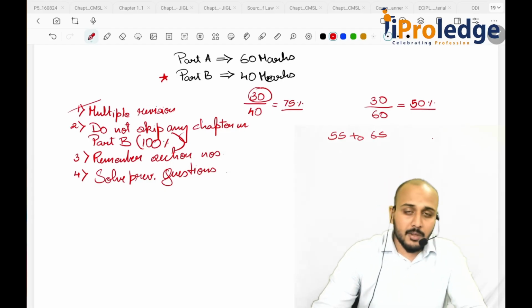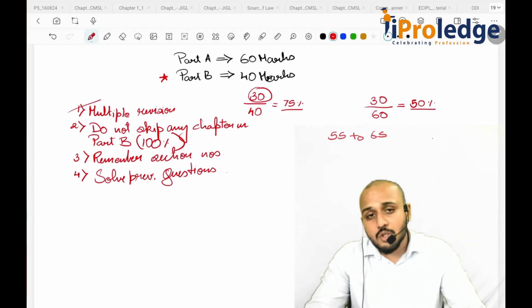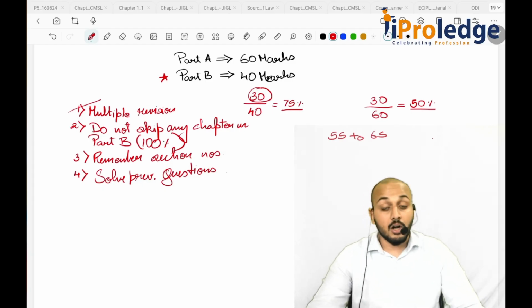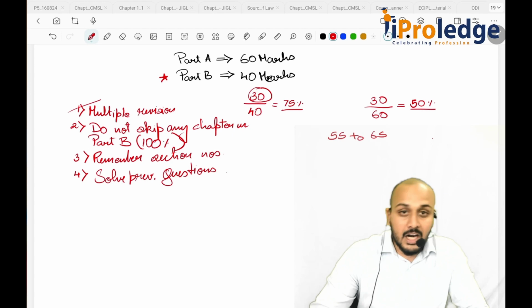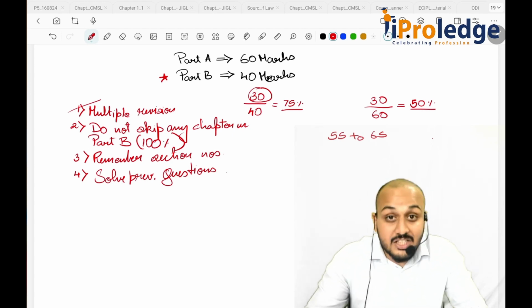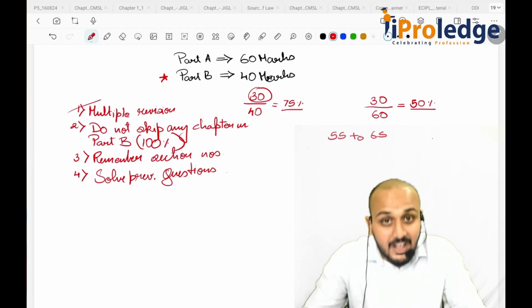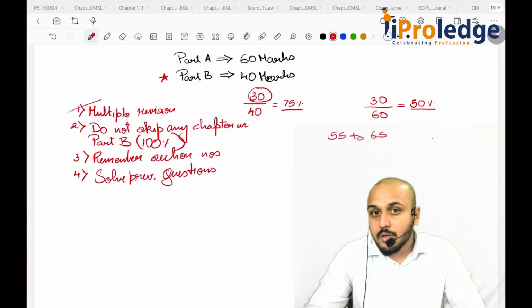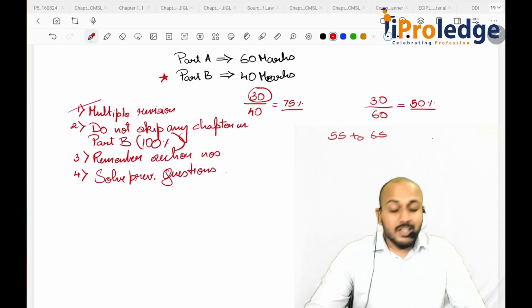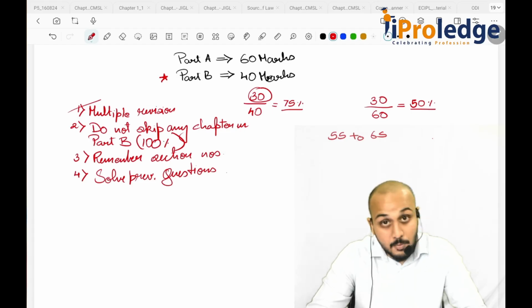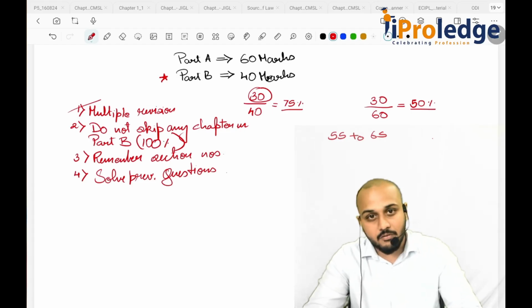Should I attempt Part B first? In Part B, which question should I attempt first? How should my mindset be when I enter the examination hall? How should I attempt my Part A? And which are the chapters that are your strength? You need to be very much aware of your preparation. Only then are you going to clear your CS exams. This advice has worked for many of our students, and it's been working, and the results are speaking for themselves.